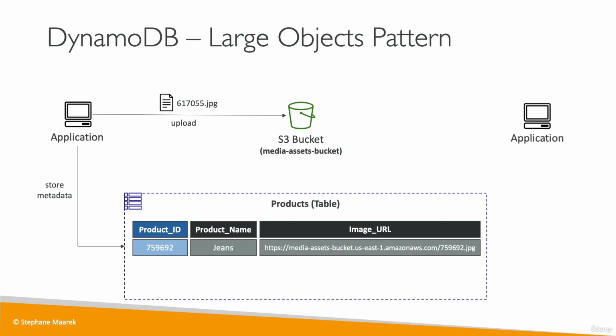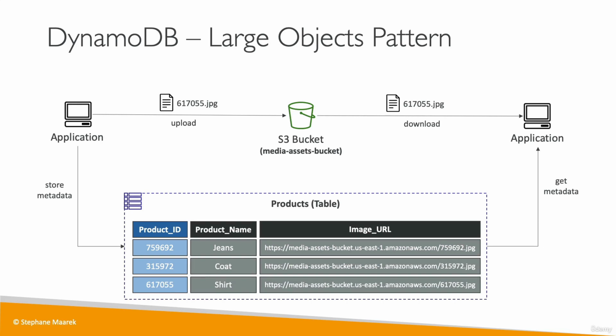Now, from a reading perspective, a client who wants to read this data first gets the metadata from DynamoDB, and then gets the image back from Amazon S3 to reconstruct these large objects. So we can have many different products and use the strategy at scale. The cool thing about this strategy is that we're using each service for what it's good at. Amazon S3 is great for storing large objects, okay? And DynamoDB is great for storing small objects that are going to be indexed with specific attributes. So in this example, we have the perfect combination of Amazon S3 and DynamoDB.